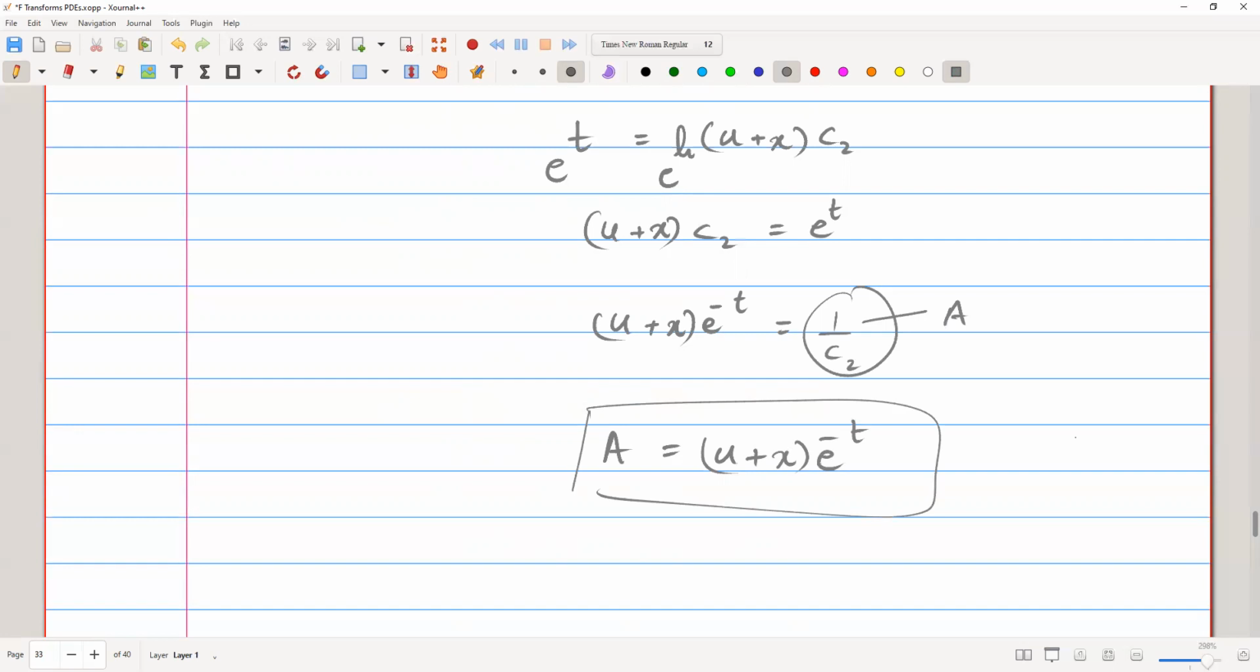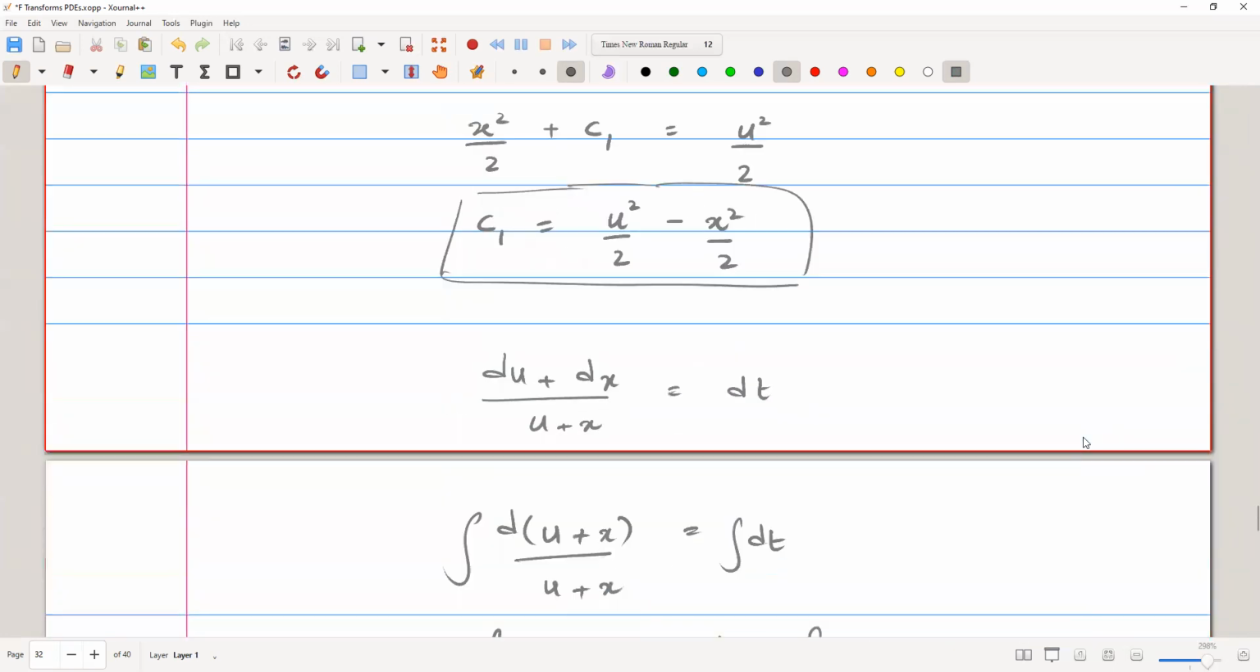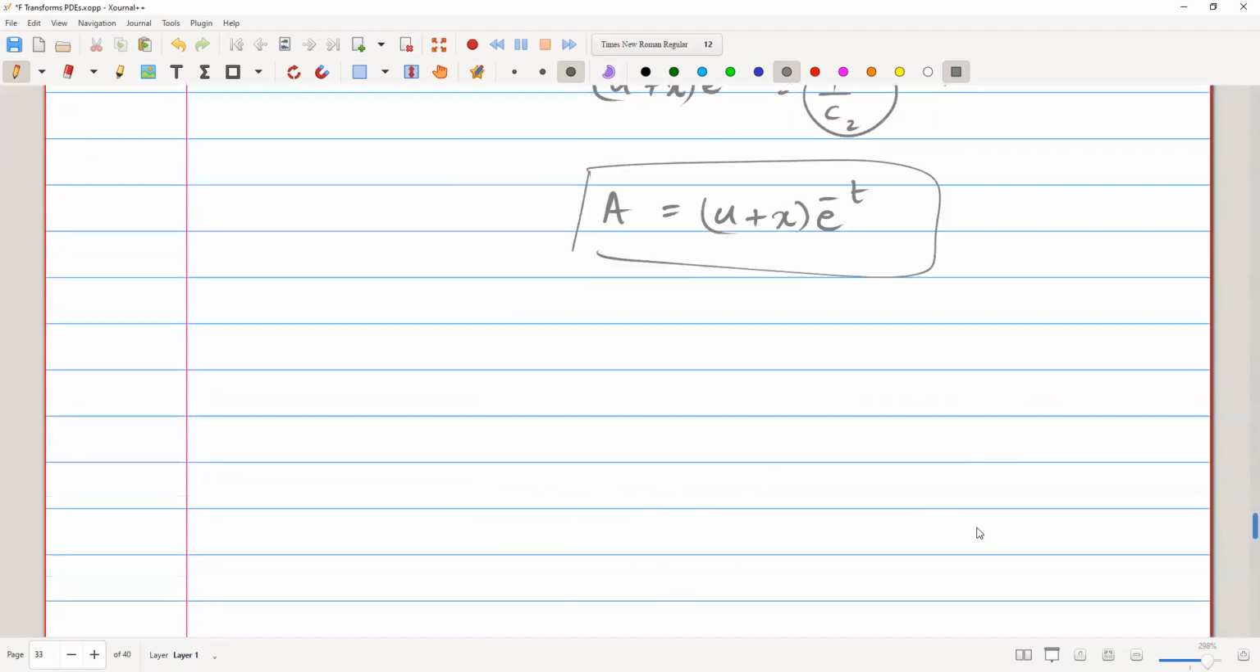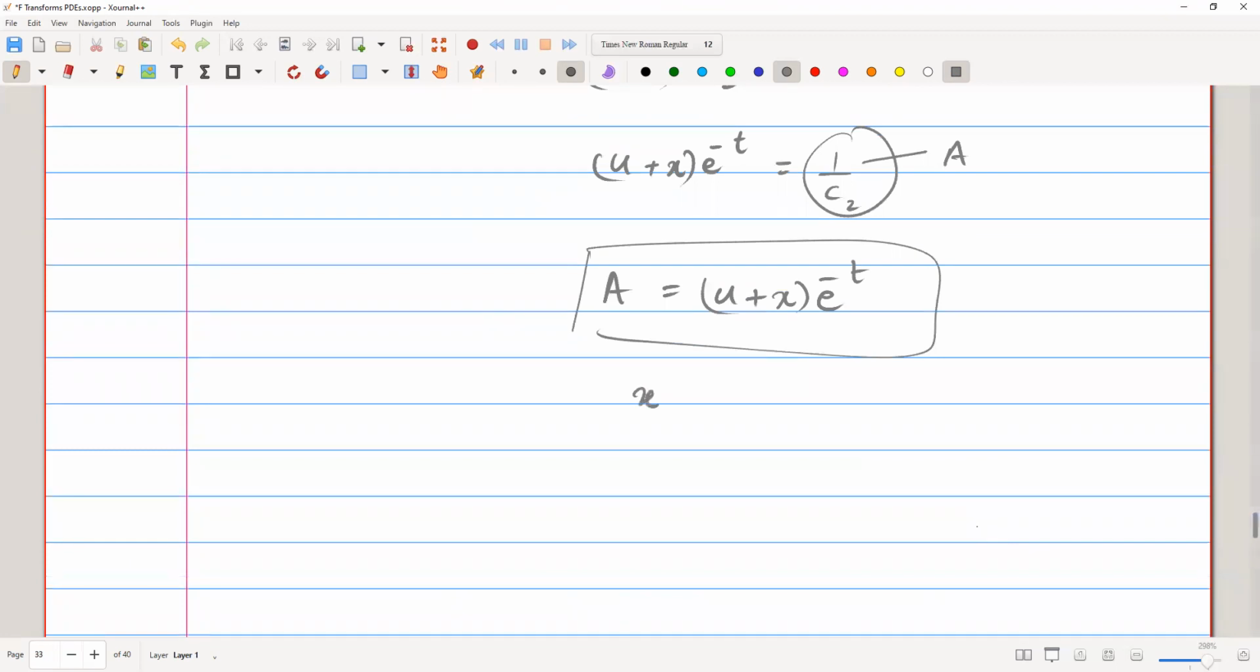So one curve we already have, that is u squared minus x squared equals 2c1, and from here one thing we can also do is write only u squared minus x squared equals c, right? Because this 2 is just the LCM, and it will multiply on the left side with c1, and it makes a constant, so we can call 2c1 as c. So we have two curves now, that is u squared minus x squared equals c, and a equals u plus x times e to the power negative t.